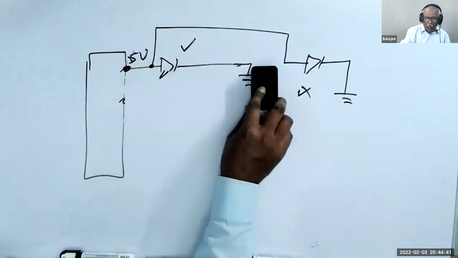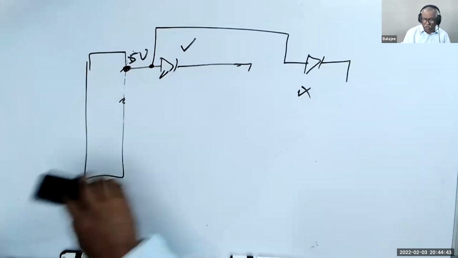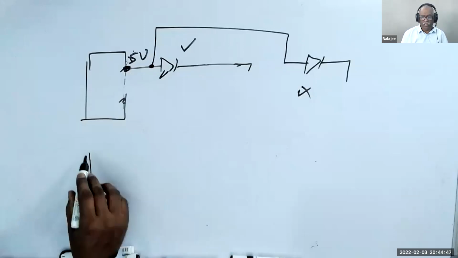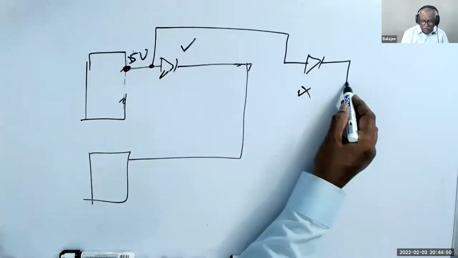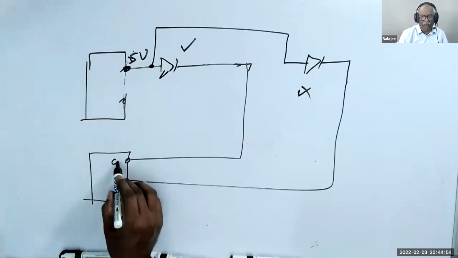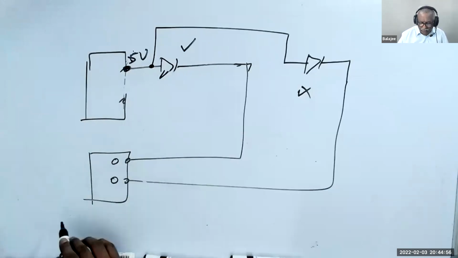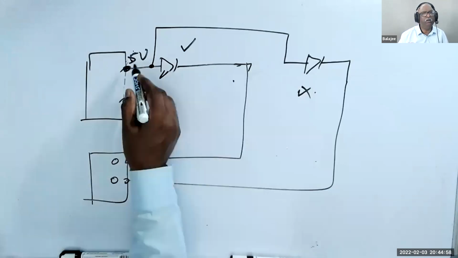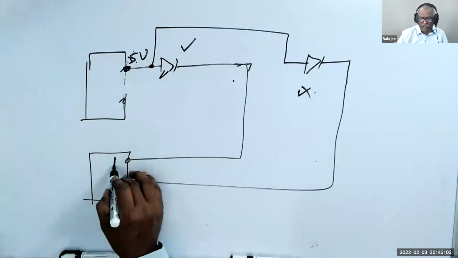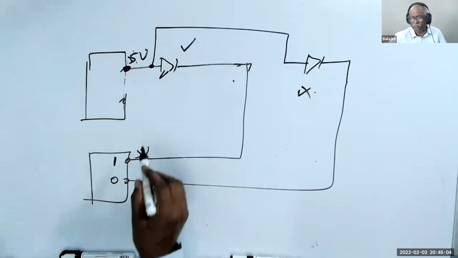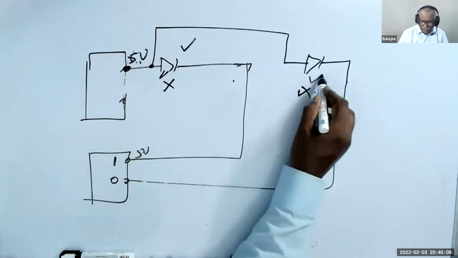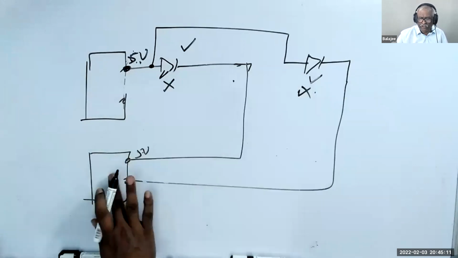Then I have one more port. I connect it to the cathode. If I output here 0, 0, that means both are off. If I give 5 volt, both will be on. If you give here 0, 1, now what will happen? This is 5 volt. So 5 volt and 5 volt, this will be off. Only this will be on. If I give 1, 0, this is 0 volt. This is 5 volt. This will be off. This will be on.